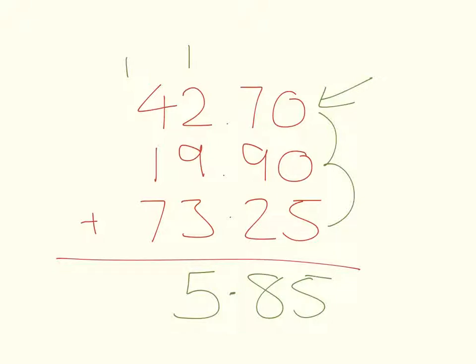1 plus 4 is 5, plus 1 is 6, plus 7 is 13. So the 3 goes here, the 1 goes on this side where there's nothing here, and 1 plus nothing is 1. So our answer is $135.85. So now what we need to do is say, okay, I've got $200, it costs $135.85, so then how much change will I get?